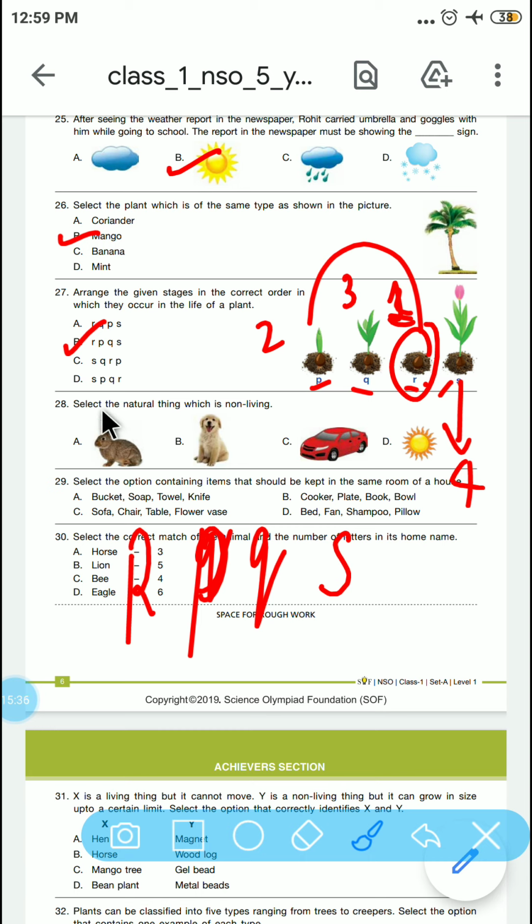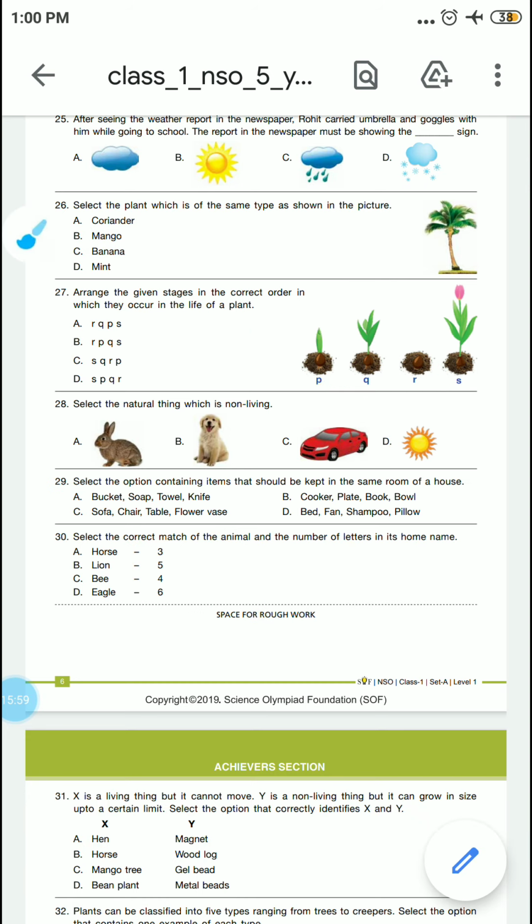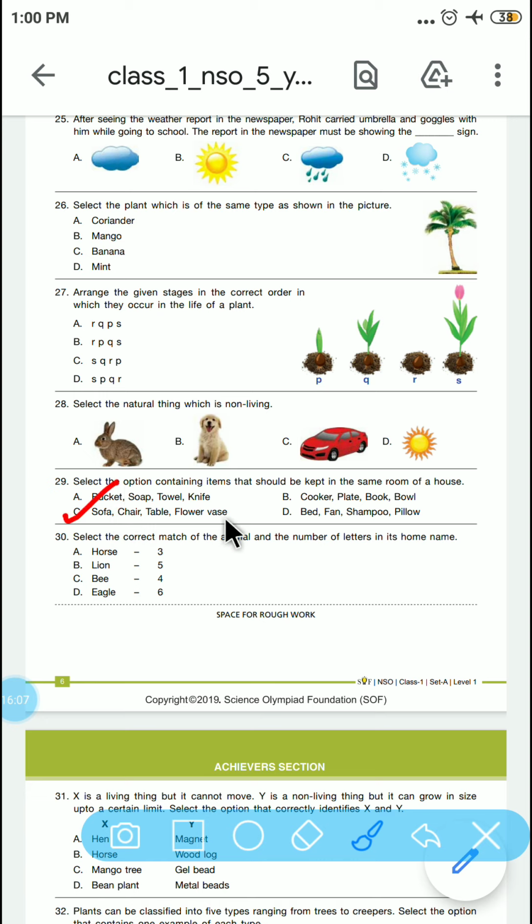Now 28th question. Select the natural thing which is non-living. So the natural thing which is non-living by nature is option D. So the correct option for question number 28 is option D. Select the option containing items that should be kept in the same room of a house. For the 29th question, the correct option will be C, because sofa, chair, table and flower vase can be put in a dining room where we can sit and have a get together with the family.